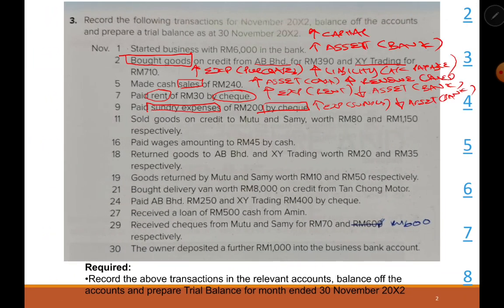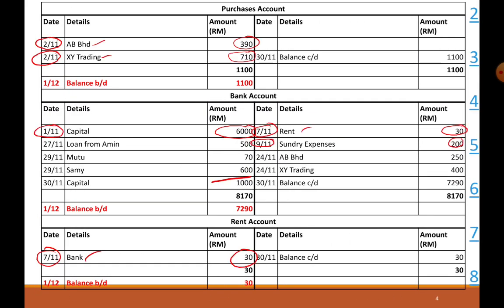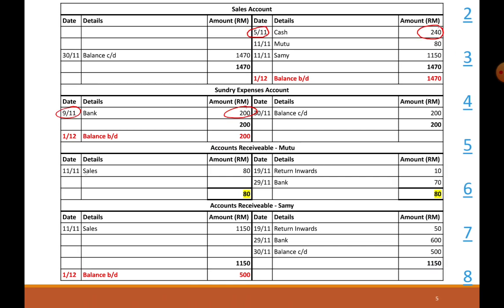Okay, next, sold goods on credit to Muthu and Sami. Sold goods is sales, increase in revenue. Increase revenue on credit, sold on credit to Muthu and Sami. Again, this one is a personal account. Increase in revenue and increase in asset. Asset here is account receivable. So debit account receivable, debit Muthu and debit Sami. Credit sales. Okay, debit Muthu, debit Sami, credit sales.